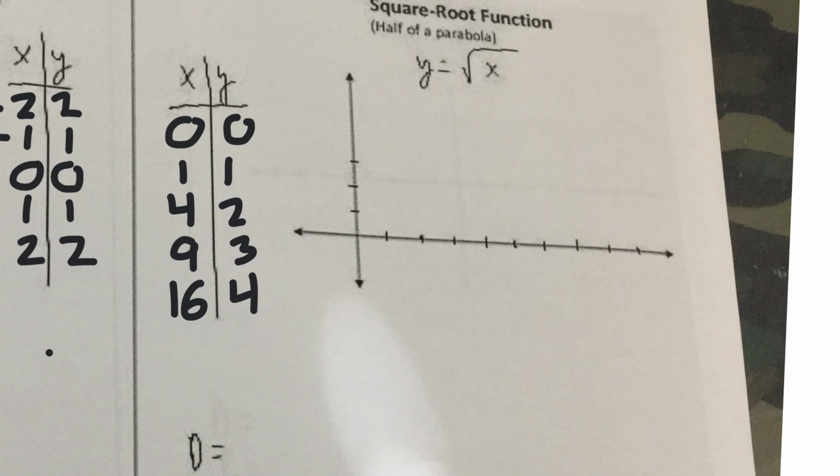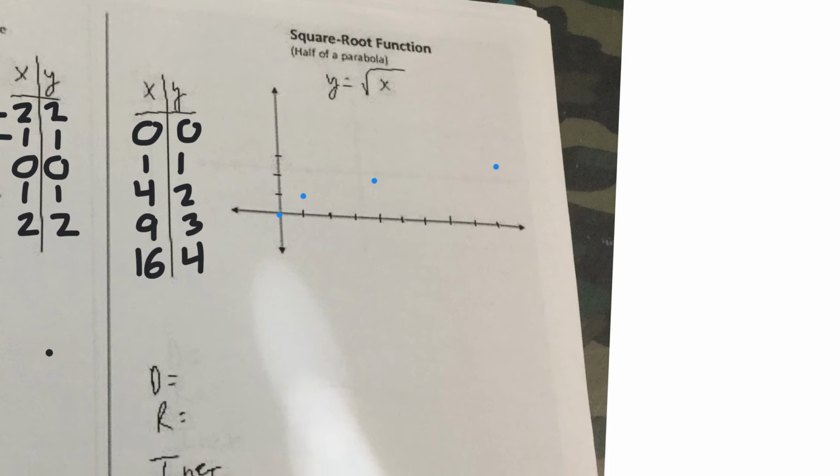For me, I hated memorizing, so I thought through it every time. But some of you may just want to memorize it, and that's fine. I don't care how you remember it, as long as you can get there. Now, 0, 0, 1, 1, 4 and 2, 9 and 3, and then 16 and 4.